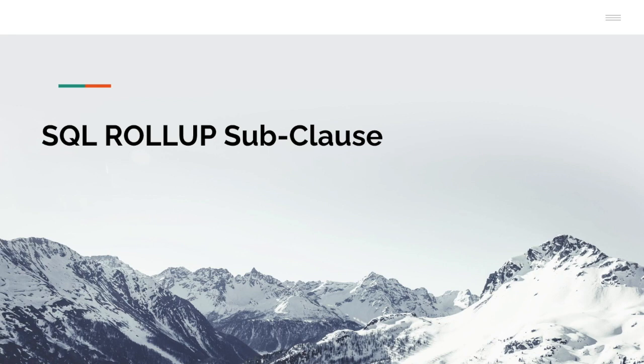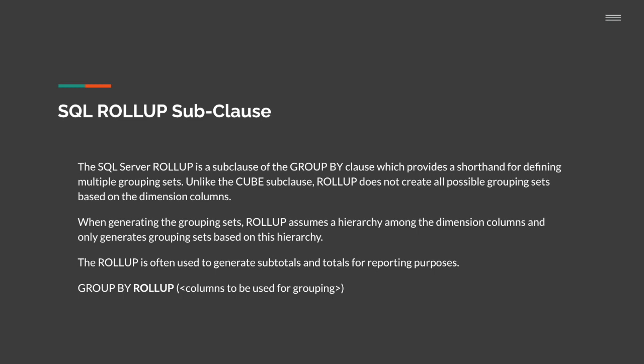Let's take a look at how to use the rollup subclause in SQL. The rollup is a subclause of the group by clause, which provides a shorthand for defining multiple grouping sets. Unlike the cube subclause, the rollup does not create all possible grouping sets based on the dimension columns.